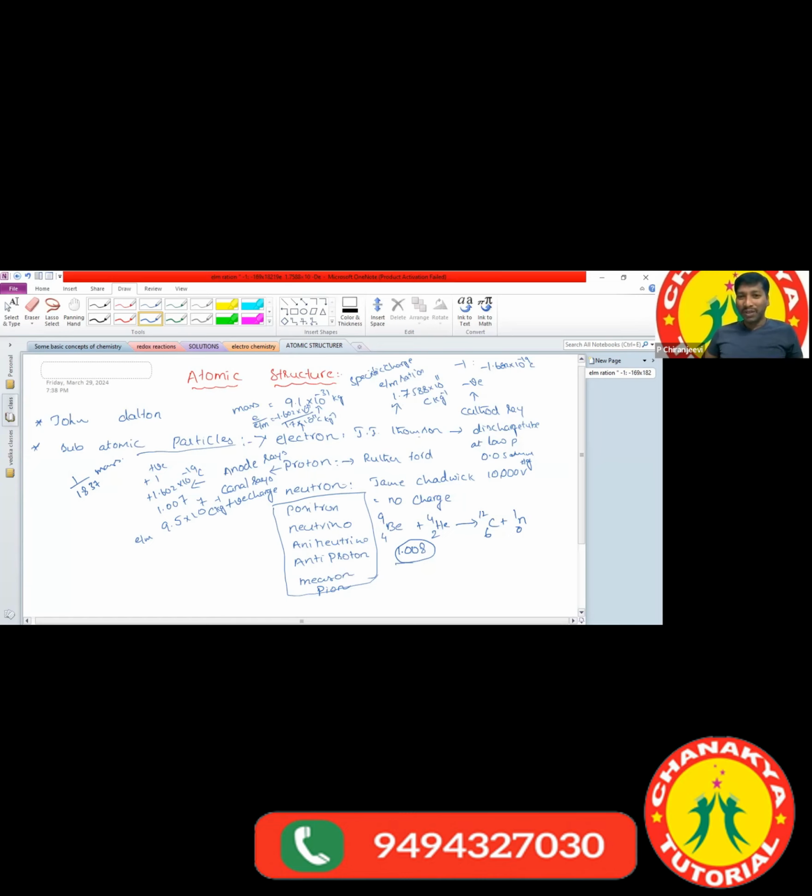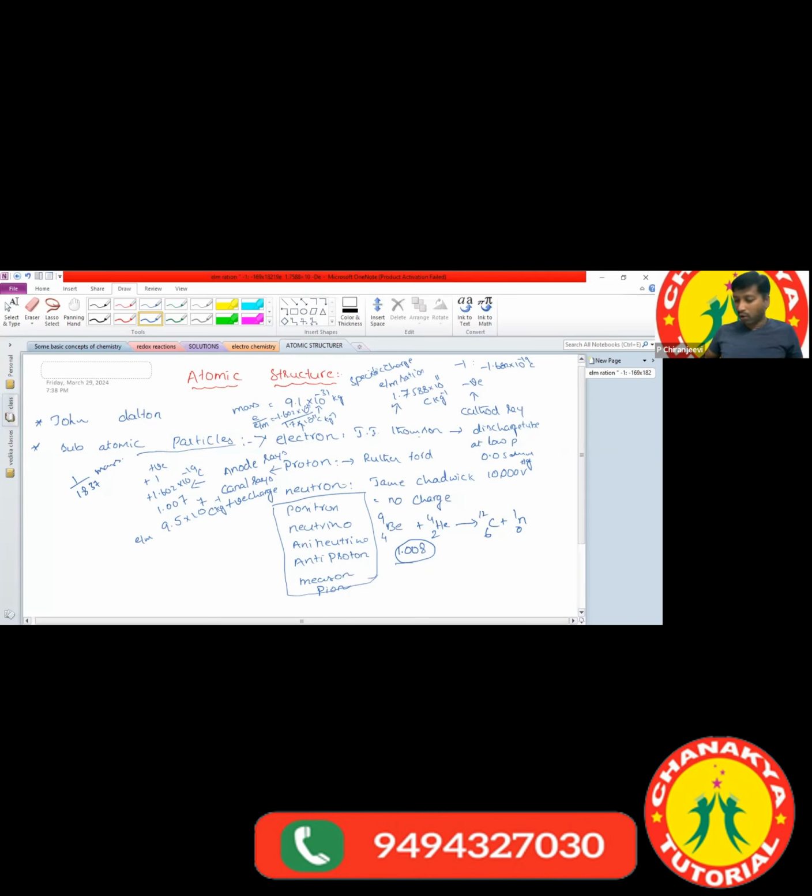Until here, everyone understood now? Yes, sir. Once you go through your notes, at least this is enough. If you read the NCERT textbook or other books, they give this much information. Clear? First we discussed the subatomic particles. Then we'll go for the structure of atomic models.